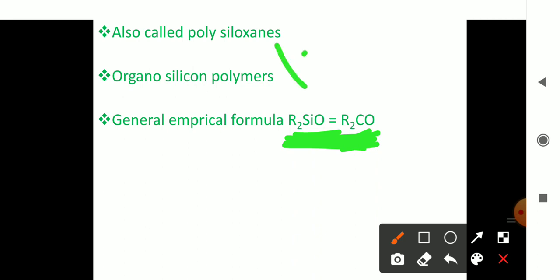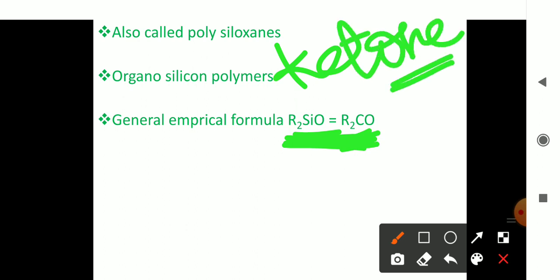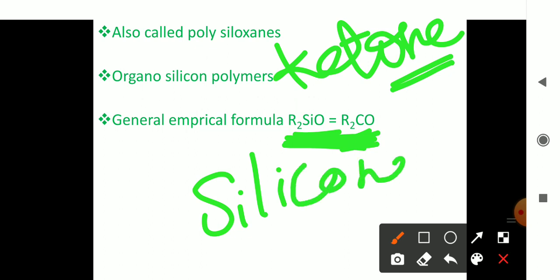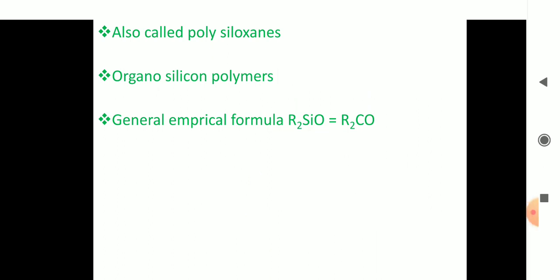For example, ketone, here what is there? One. Likewise, silicone, here also one. Since they both possess a similar empirical formula, they are given the same spelling. Okay, ketone and silicone. Then come to point number 4.